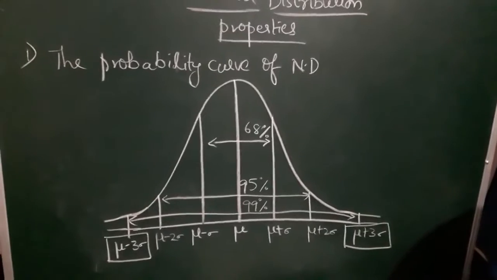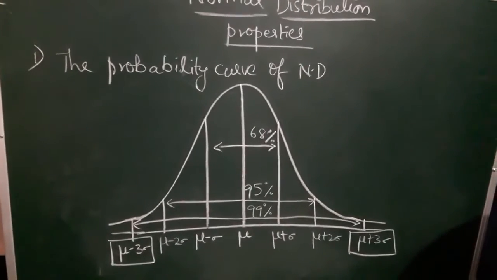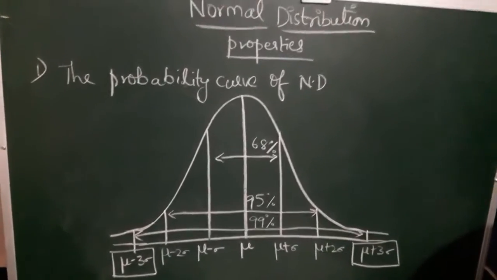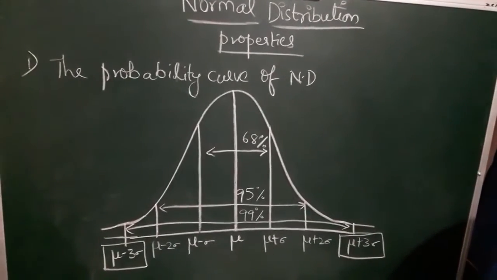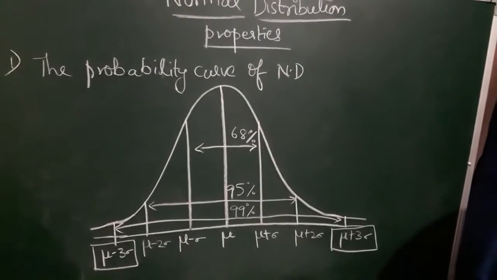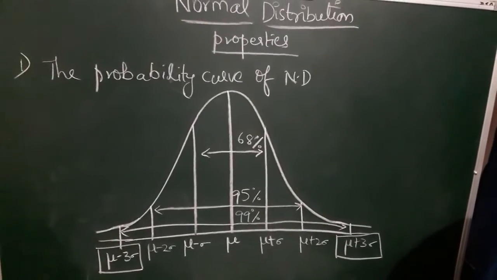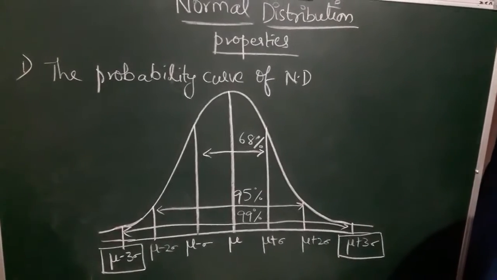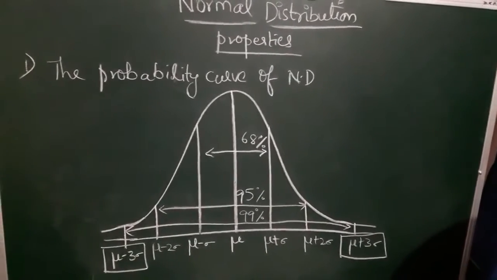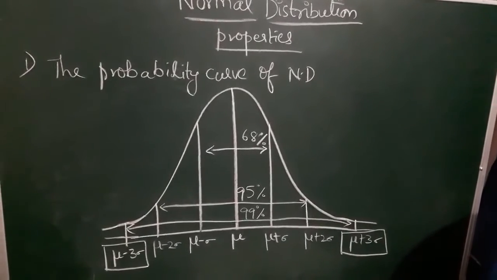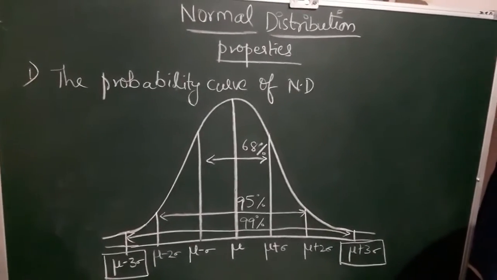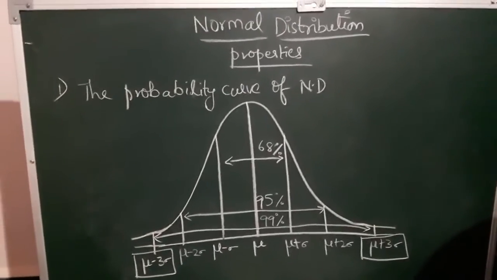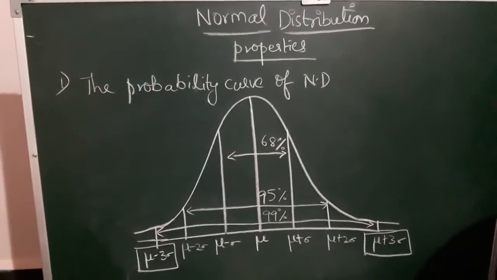Now the second one, mu minus 2 sigma to mu plus 2 sigma: the total area covered under plus or minus 2 sigma is 95%. And the last one, from minus 3 sigma to plus 3 sigma, the total area covered under the normal curve is 99%. Right? So draw this normal curve now in your notebook immediately.